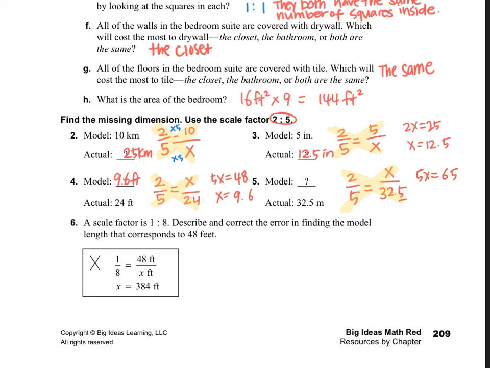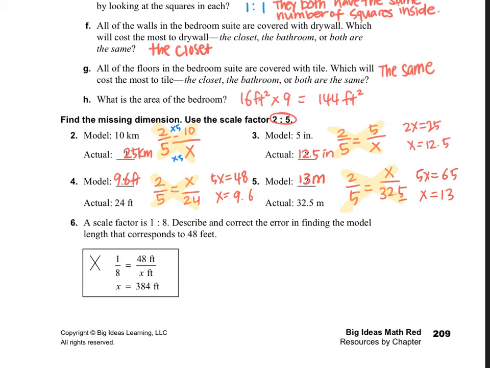Now, because it ends with a 5, I know that it's going to go into 65 completely and wholly. So it's going to give you an answer of 13. So my model is going to be 13 meters.